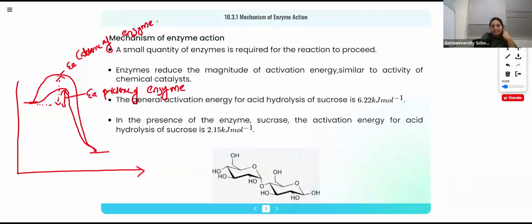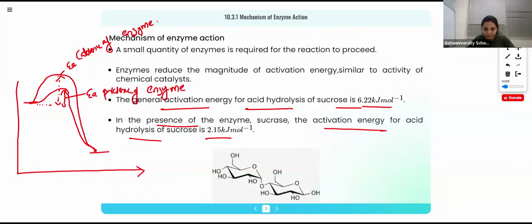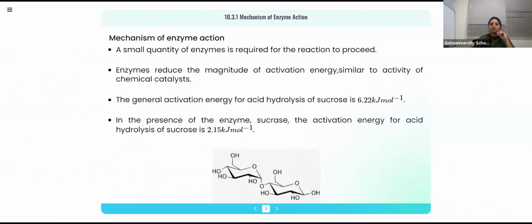One example: the general activation energy for acid hydrolysis is 6.22. In the presence of enzymes, the activation energy for the acid hydrolysis will be 2.15. See what a difference, 6.2 to 2.15. So in the presence of a catalyst, the energy will be reduced. Got it? That's all.